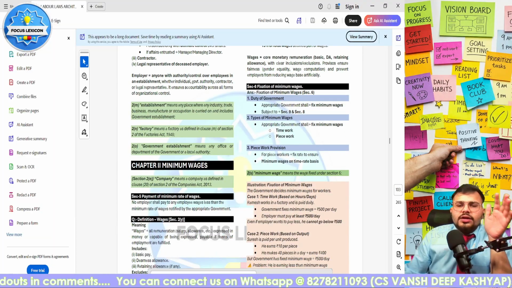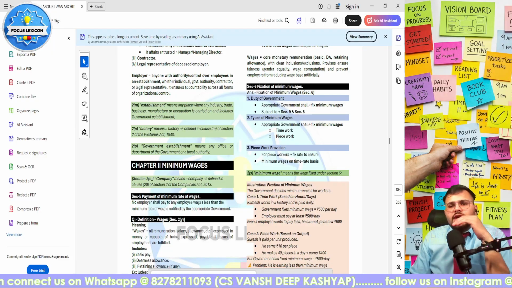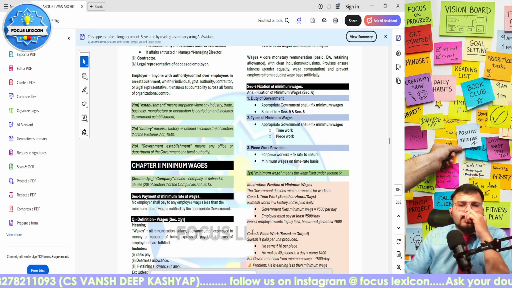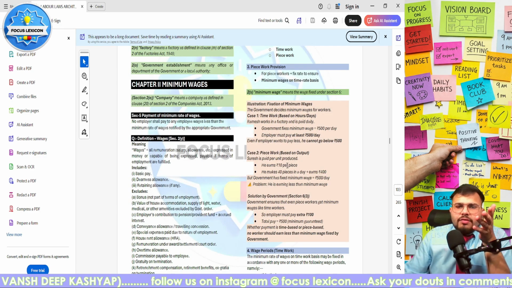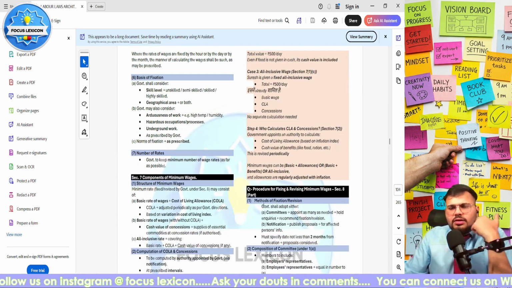You need not think, okay sir, I will read this, then I have to make a summary, then I have to write it in an exam. You need not worry about that. We have already given you a ready to write answer format. Then we have provided illustrations on how to calculate minimum wages and basic wage rates. So you should avail this.